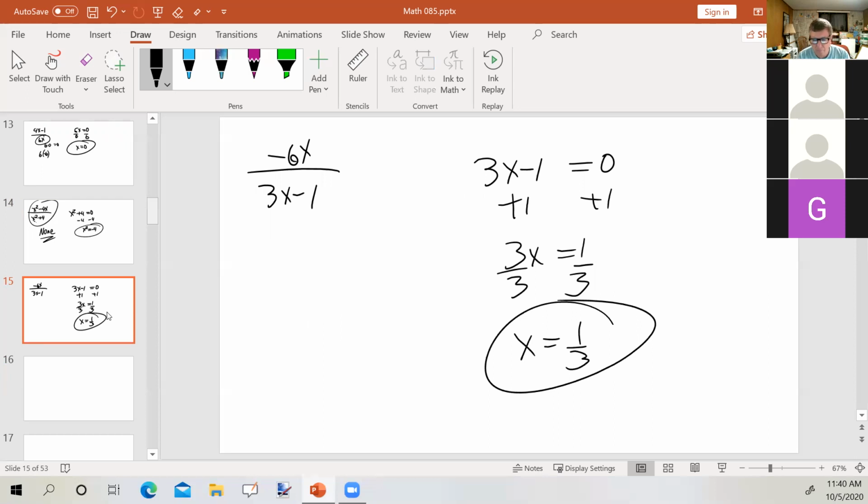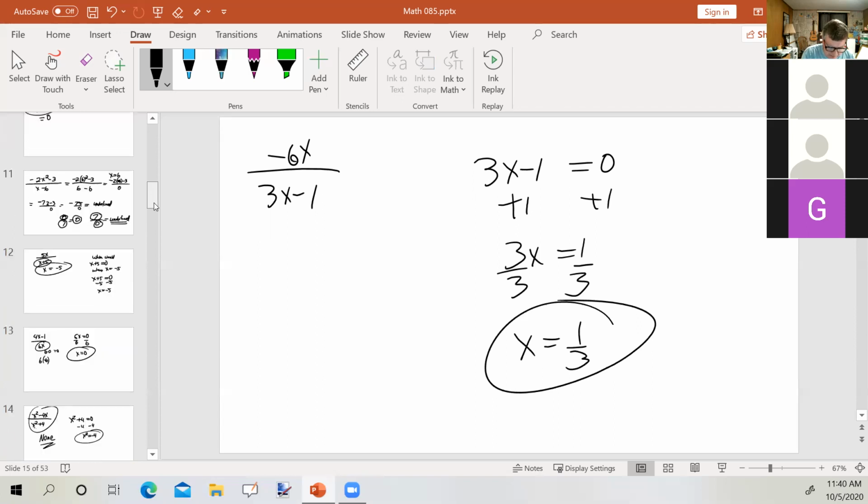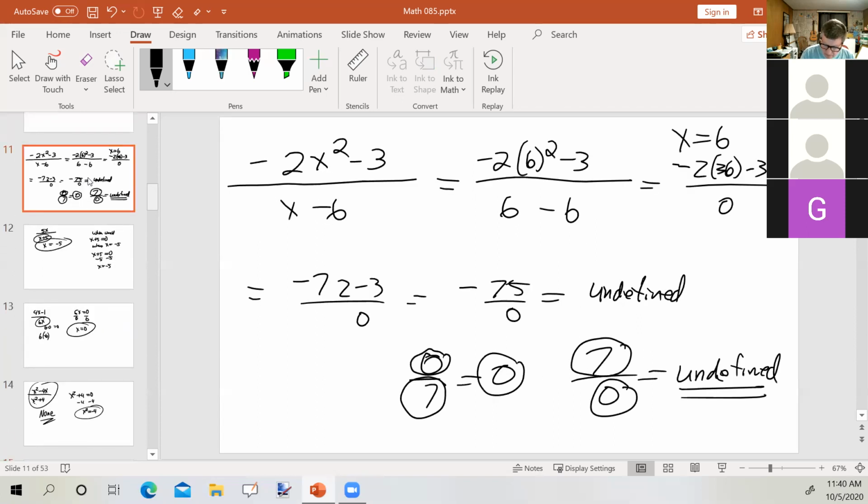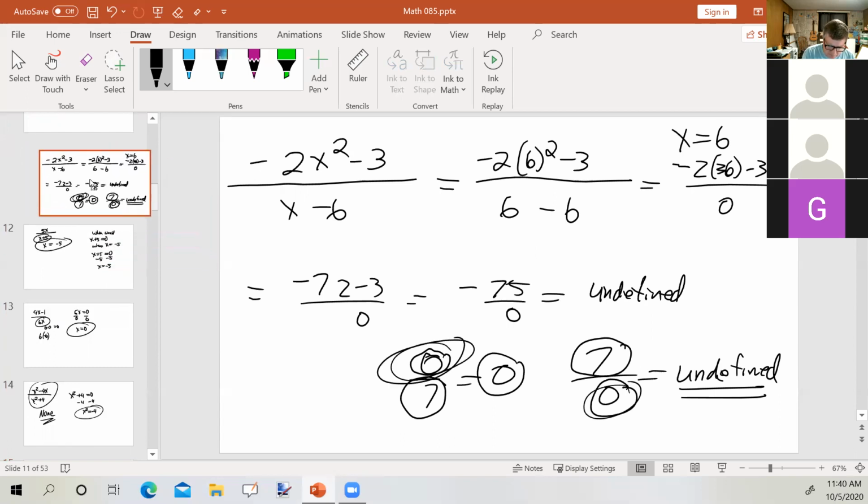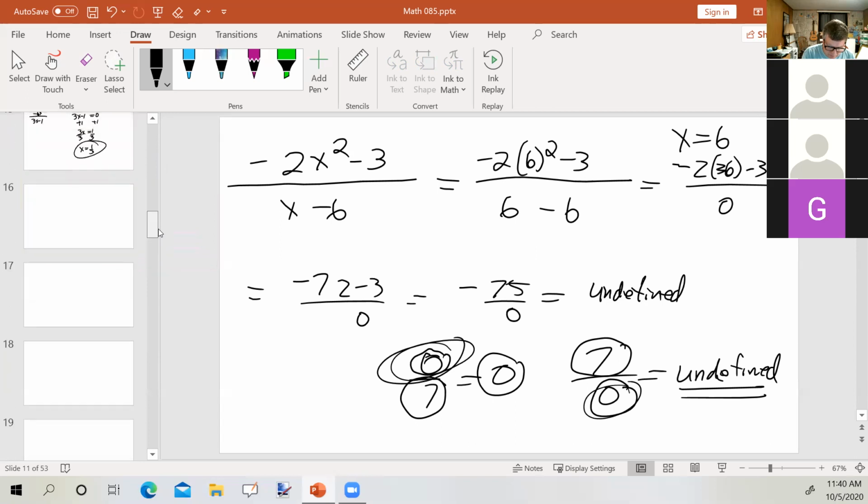Okay. Any questions? So we don't do anything with a numerator? Nope. 0 on top's okay. It's dividing by 0 that's not okay. Okay. 0 on top, that's okay. It's dividing by 0 that causes the trouble.